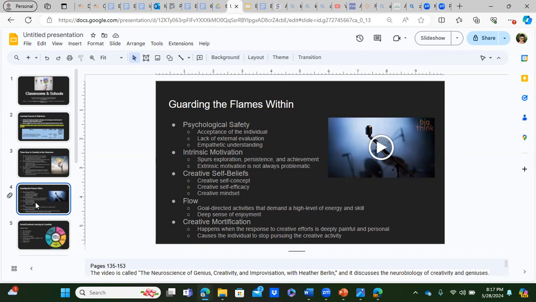Higher intrinsic motivation has been associated with more creative products. However, extrinsic motivation is not always seen as problematic. So when we're talking about intrinsic motivation, it's very important to build it in our students, especially our gifted and talented students. But it is important to also note that external motivation can't be purely ruled out. You will see students as well. Grades are going to be very important to them. Class rankings are going to be very important to some of them.